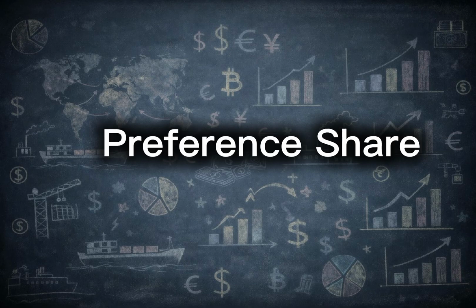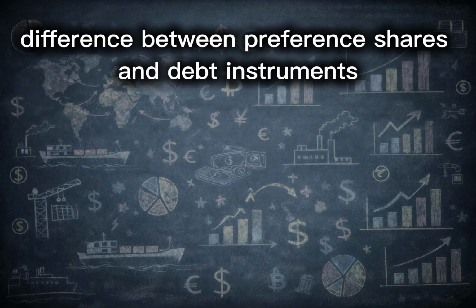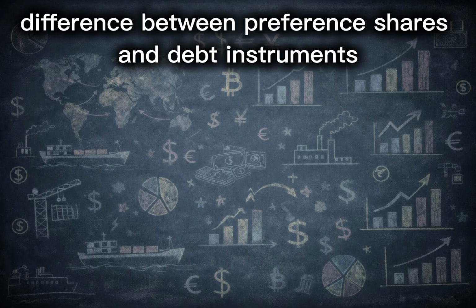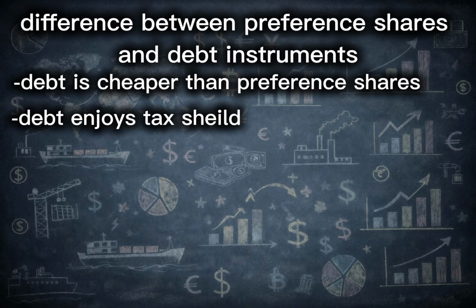So if preference shares are like debt, if they have characteristics of debt, then which is better? Should we go for debt or should we go for preference shares? Let's understand that debt is still cheaper than preference shares. Why? One of the reasons is that interest on debt is tax deductible. That is, it does not suffer tax. But preference dividends do not have such tax shield.